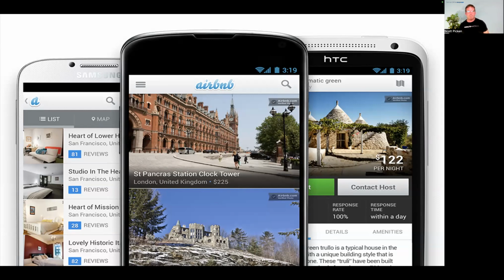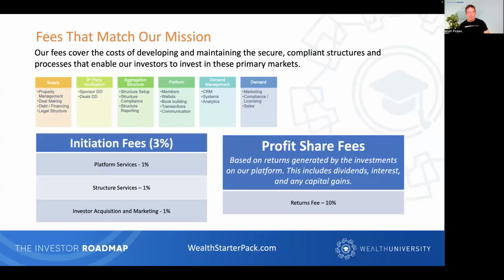So if you've ever used Airbnb, they have a simple transaction fee. It's completely clear. It's completely transparent. And we decided to copy them. So we're exactly the same. Upfront, there's a 3% initiation fee. That literally goes towards costs. So it's the cost of the platform, the cost of setting up the SPV for the deal, and the investor acquisition and the marketing to be able to do it. So that's upfront. And then there's a profit share of 10%. So we only earn money after you've earned money.